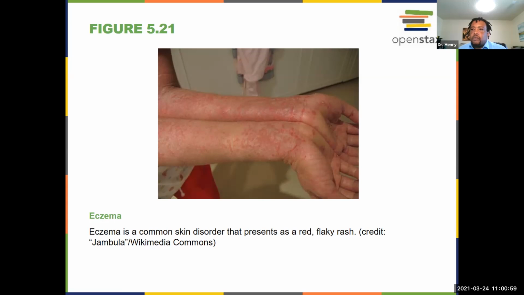Okay. So eczema basically is where you're getting a lot of cell death, a lot more than what you should. And so you get this red flaky rash because the cells are dying faster than what they're supposed to. So again, this is another example, right? In the case of cancerous cells, you have cells that are just growing like crazy. In this case, you have cells that are dying like crazy.